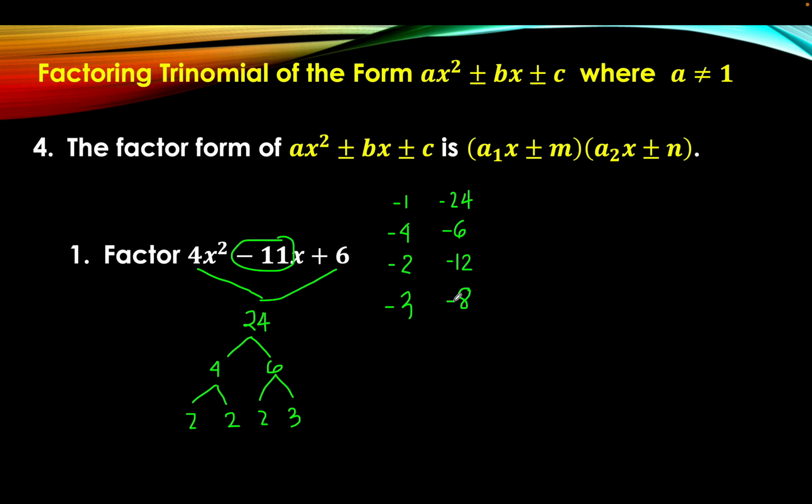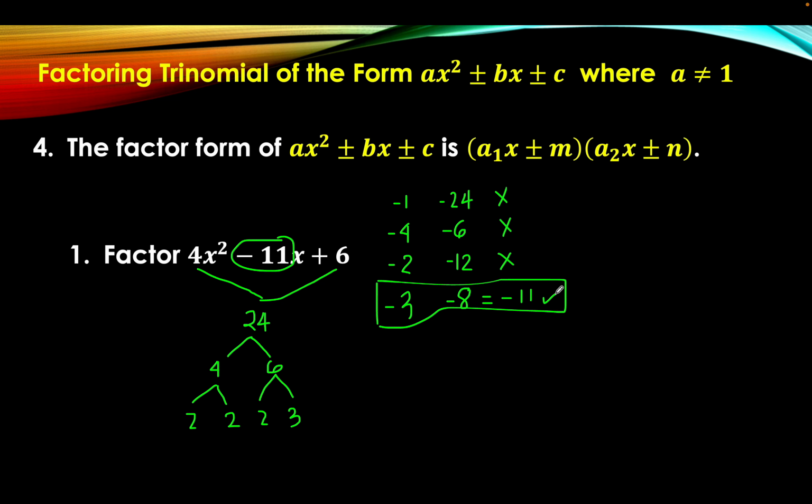And the right pair here is 3 and 8. Since negative 1 plus negative 24 is negative 25, not this one. Negative 4 plus negative 6 is negative 10, not this one as well. Negative 2 plus negative 12 is negative 14. Okay. And lastly, we have negative 3 and negative 8, which is negative 11 here.